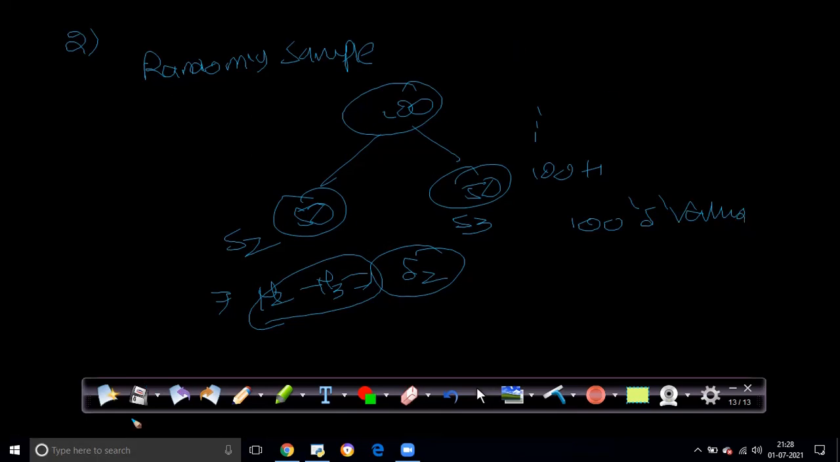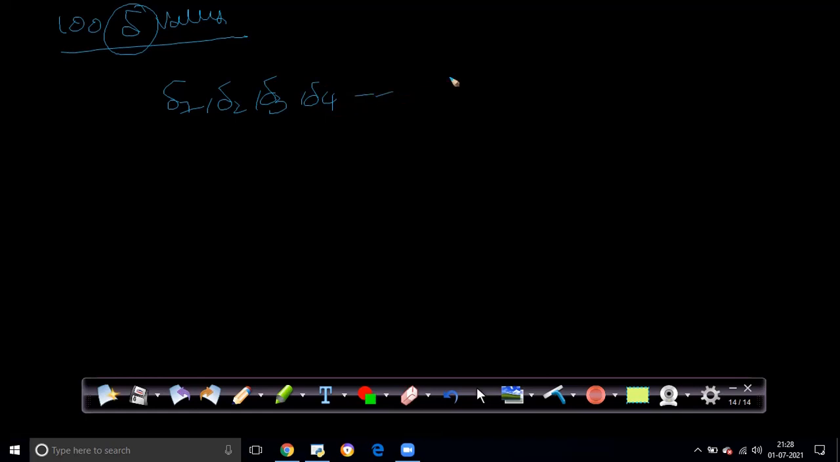Okay, so now you have 100 delta values with you. This delta is nothing but the difference between the sample heights of class 1 and class 2 by simulating the null hypothesis. Now you have delta 1, delta 2, delta 3, delta 4 and so on up to delta 100.